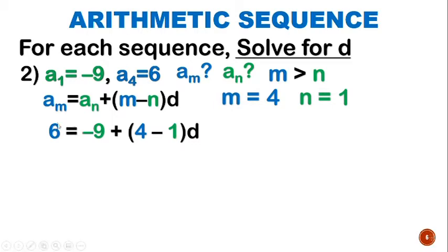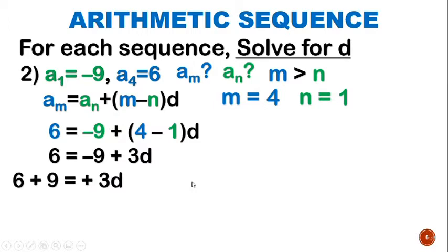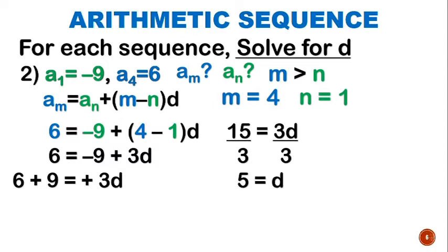So, alam natin na grouping symbol muna. So, magiging 3D. Then, yung mga variable nasa right side. Yung lahat ng walang variable nasa left side. Whenever you transpose a term, you change the sign. That will result to 6 plus 9 equals 3D. Kahit wala na yung positive doon. Then, divide both sides by 3. And that will result to D equals 5.